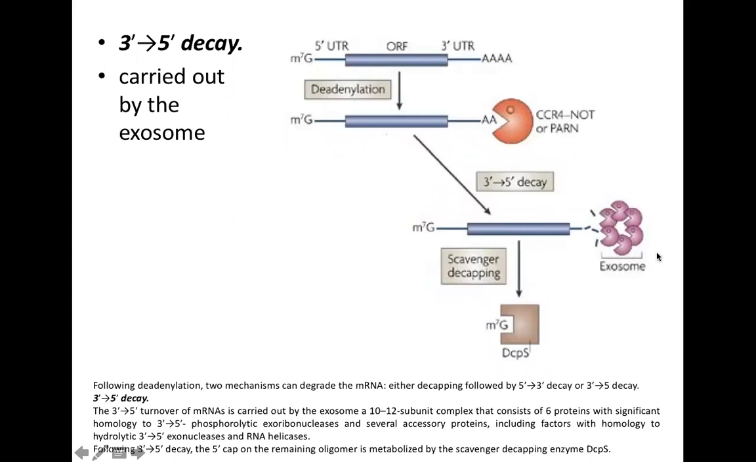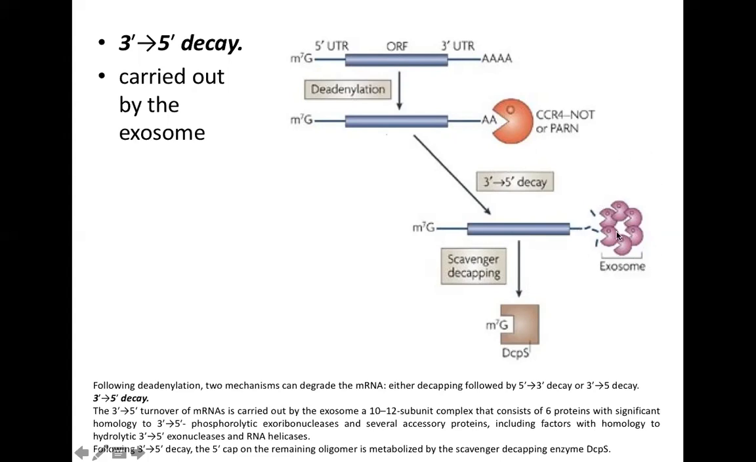Exosome is a 10 to 12 subunit complex where there are generally 6 of them that are proteins, and all of these proteins have endonuclease or exonuclease or helicase activity, means they have the ability to destroy the nucleotides at the 3' end, and they're put together, so they're individual proteins, 6 of them, and they constitute a complex.